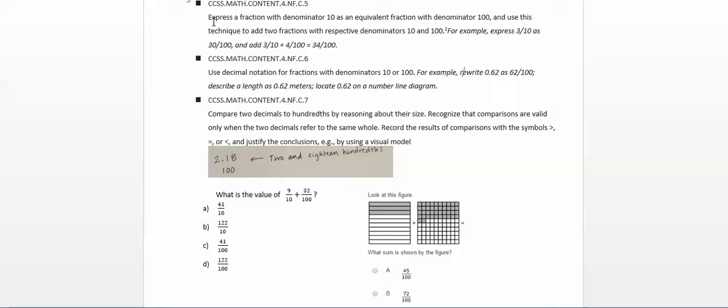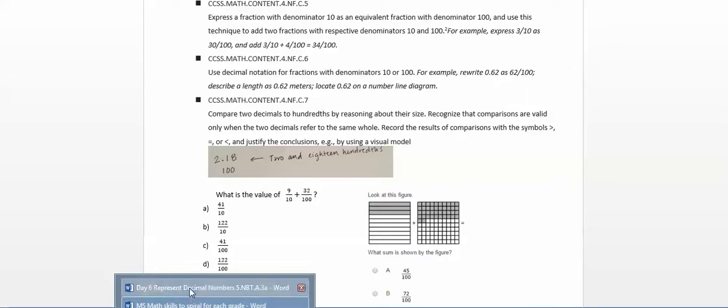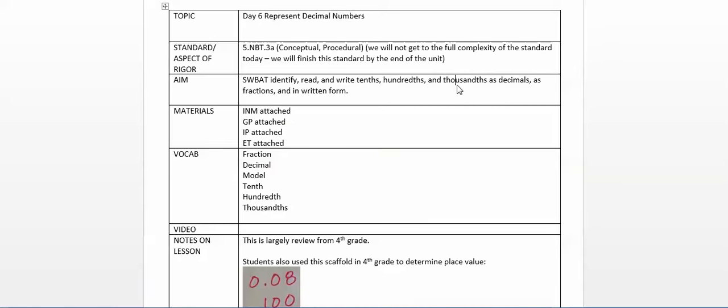Some of these other standards are even a little more advanced, being able to identify that 3 tenths is the same as 30 hundredths, and then actually add 30 hundredths and 4 hundredths to get 34 hundredths. So this is where they're coming in at. So the majority of today will be review. The new piece is we're writing thousandths as decimals, and also we're going back and revisiting the models: the hundredths grid, tenths grid, and then the thousandths cube.